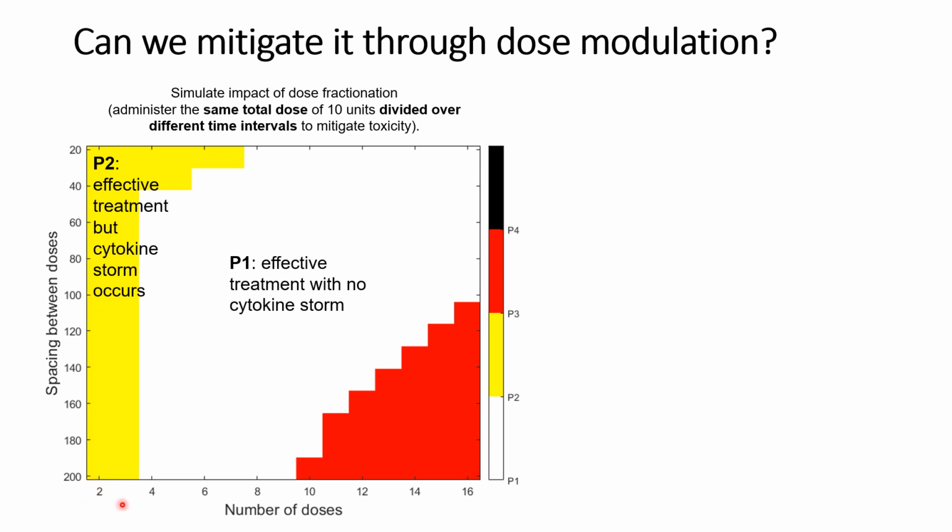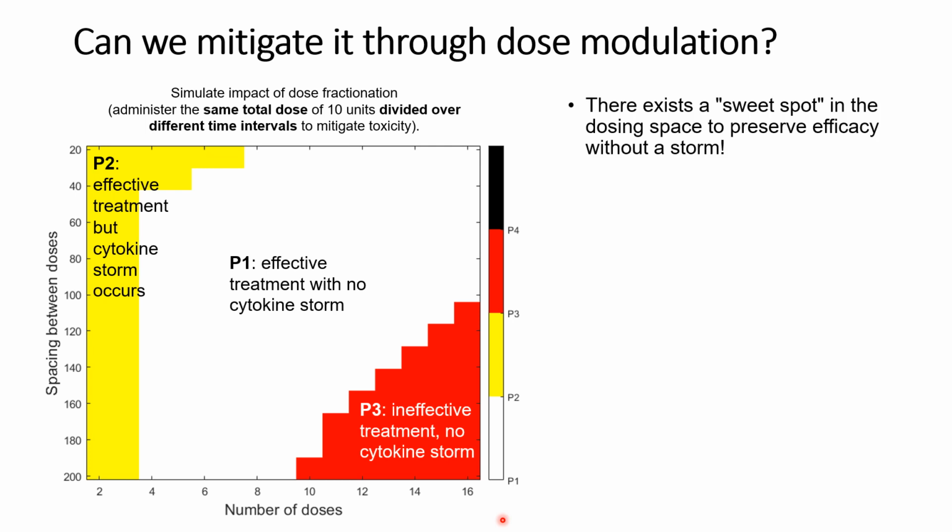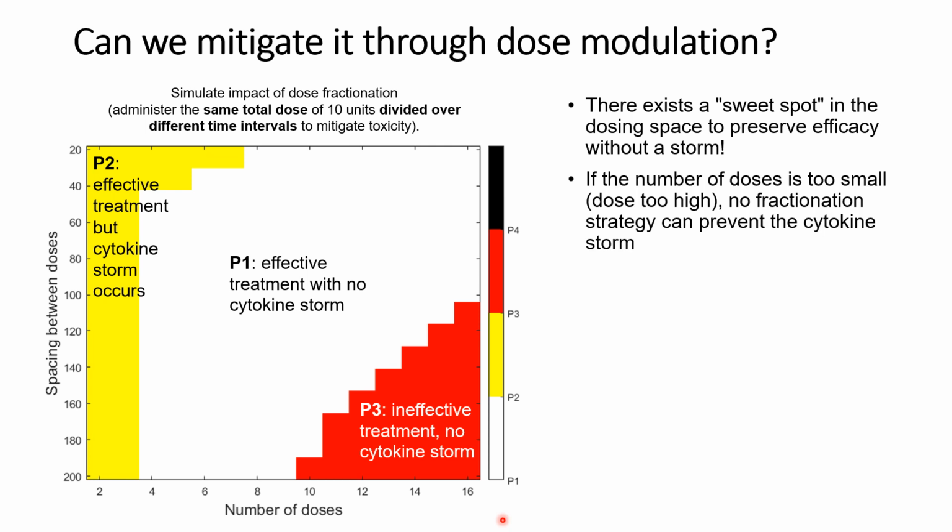So that happens if you have few larger doses, and it doesn't seem to matter how frequently you give these things. And this one is ineffective treatment, but no cytokine storm. So a lot of small doses, insufficient to clear the tumor, insufficient to stimulate the immune system. But there does exist this sweet spot in the dosing space that can give efficacy without a storm. And this is just a summary of what I just said.